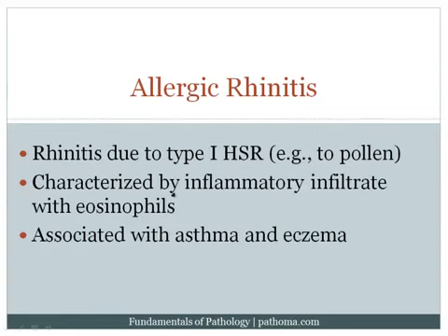It is also possible to get an allergic rhinitis, and this would be an inflammation of the nasal mucosa due to a type 1 hypersensitivity reaction. And of course, with a type 1 hypersensitivity reaction, we're going to be looking for an antigen, and in this particular case, you'll find one. For example, pollen would be something that could elicit an allergic rhinitis. Because this is an allergic type reaction, it's going to be inflammation with eosinophils, and it's going to be associated with other types of atopic disorders such as asthma and eczema.